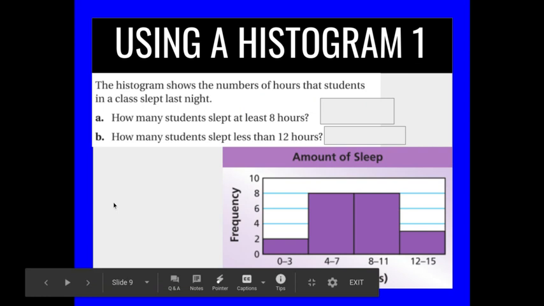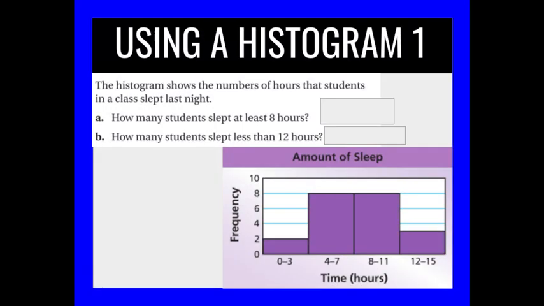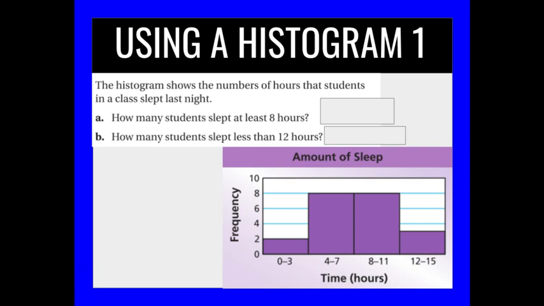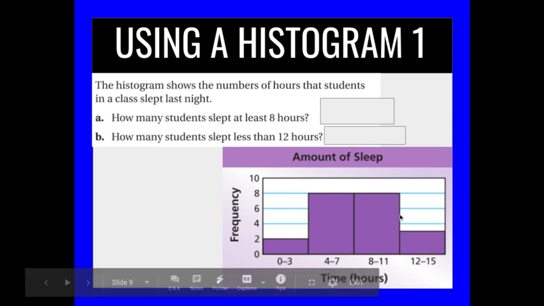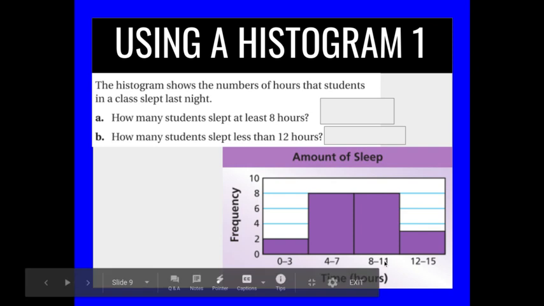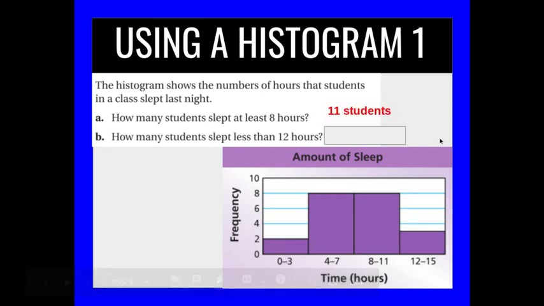Okay, using a histogram. The histogram shows the numbers of hours that students in a class slept last night. So, how many students slept at least 8 hours? Well, if they slept at least 8 hours, that means they slept 8 or more hours. So if we take a look at our histogram, we have 8 through 11 hours and 12 through 15 hours. If we add up the frequency, we have 8 students that slept 8 through 11 hours, and 3 students that slept 12 through 15 hours. If we add them together, we have 11 students.